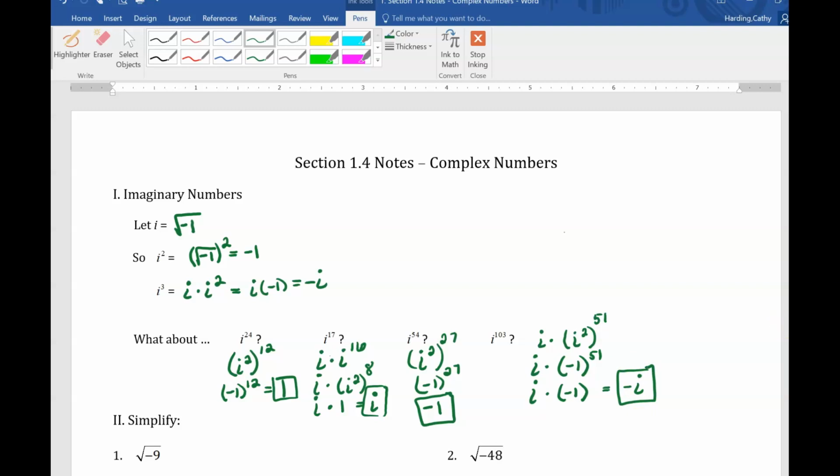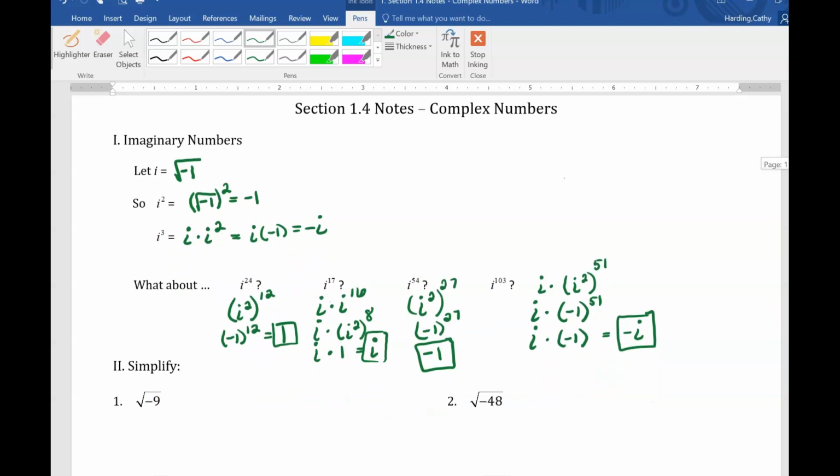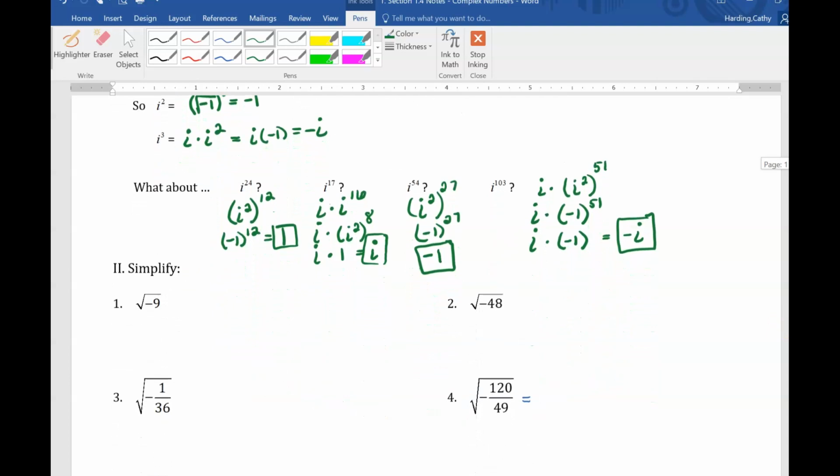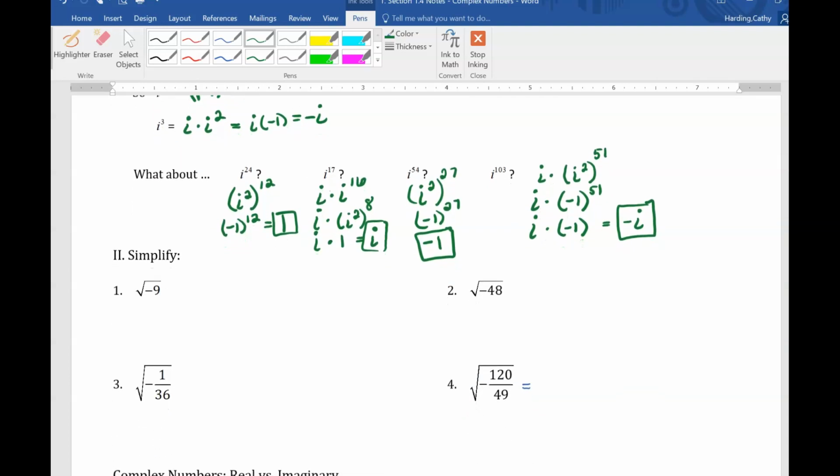All right, so how can you actually apply this to square roots of negative numbers? Remember how you can split up square roots? I can write this as the square root of -1 times the square root of 9. Well, the square root of -1 is i, and the square root of 9 is 3, and so we write that answer as 3i.